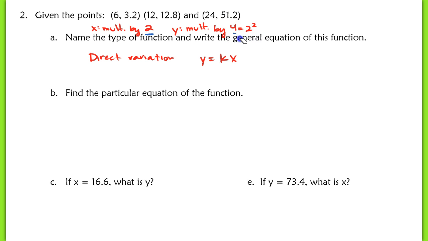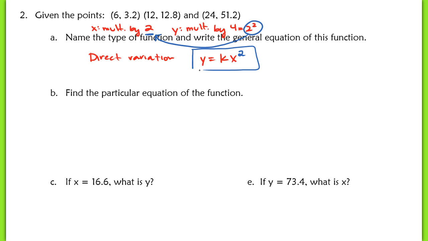Okay, so when I write the general equation, again, it's really important. It relates back to this value and how it's related to your original constant as well. But this is not just y equals kx, it's actually y equals kx squared. Okay, so that's the general equation for the function.